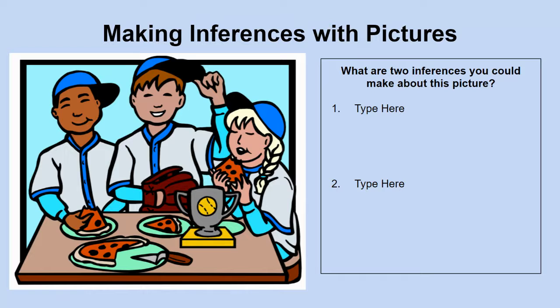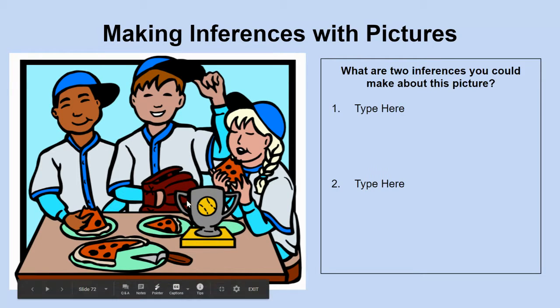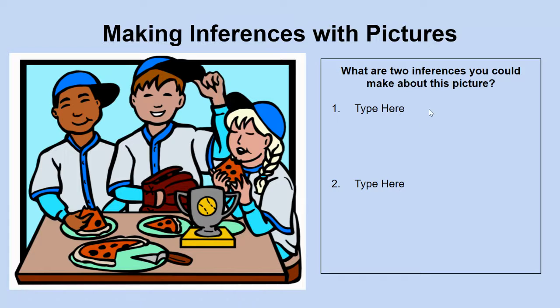First, I might infer that they just came from a baseball game and that they won because they have a trophy sitting here on the table. So maybe that's an inference I could make from this picture. Maybe I could make an inference that they went to a pizza shop to celebrate their victory because all of them are eating pizza. That could be another inference that I could write about based on this picture.